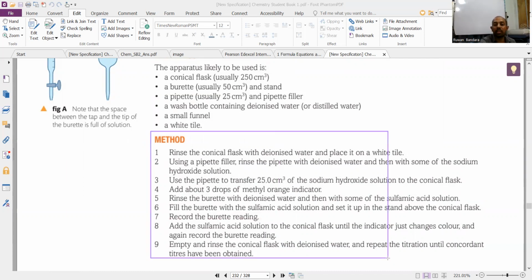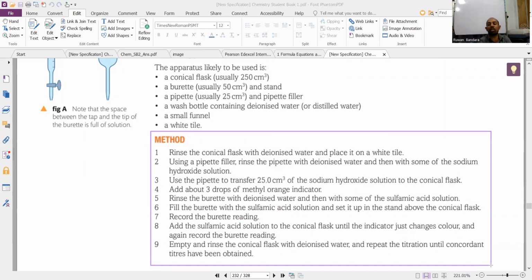First step, rinse the conical flask with deionized water and place it on a white tile. Then you have to use a pipette filler. Compare now what a pipette filler is and why we are using a pipette filler.